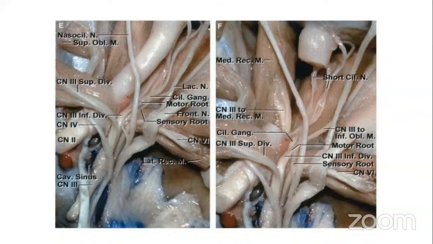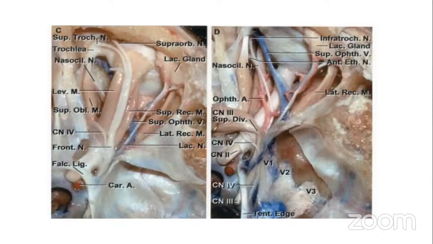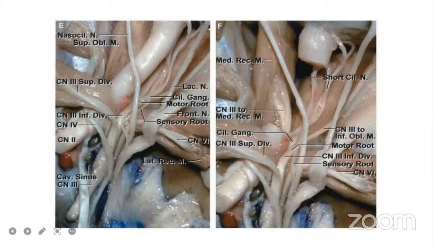Sensory root of what? Inferior division, cranial nerve 3 inferior division. Cranial nerve 3 is the sensory root. Sensory nerve root from the inferior division to the ciliary ganglion. Inferior division of the oculomotor nerve, sensory root to the ciliary ganglion.